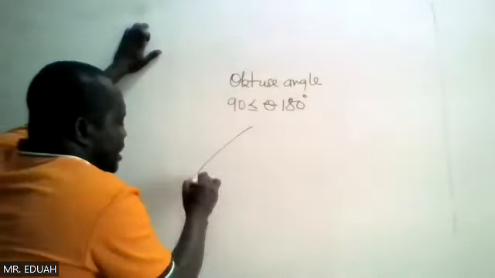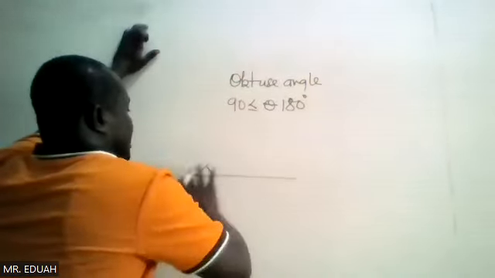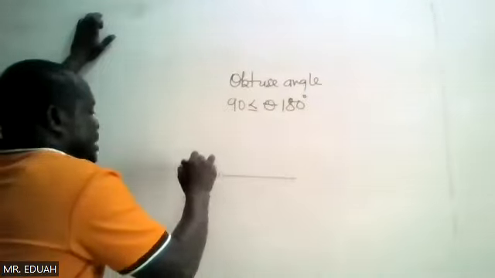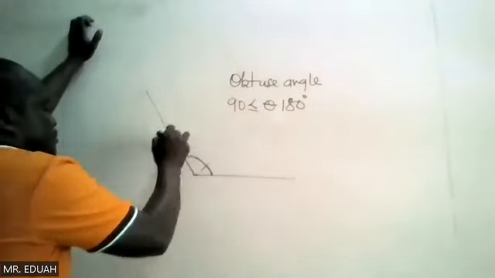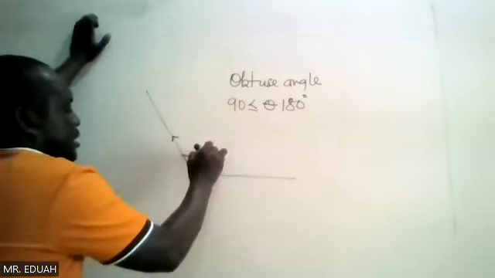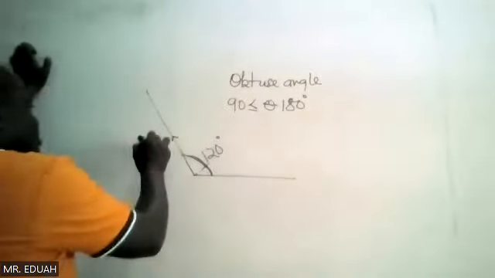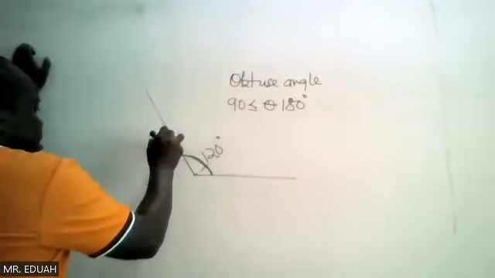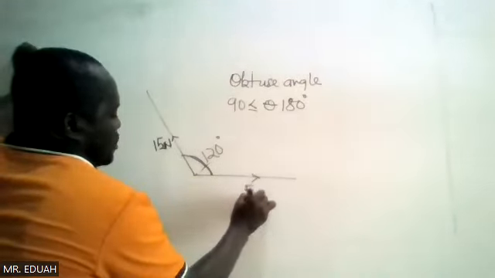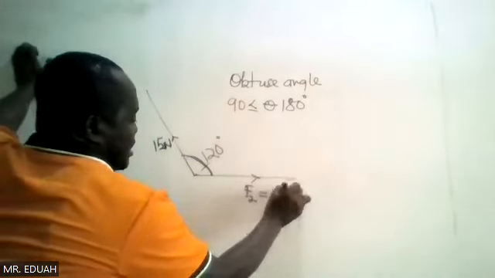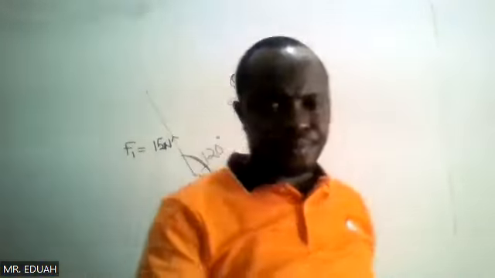Let's look at an obtuse angle of 120. Here the angle between the two forces is 120. F2 is 10 Newton, and F1 is 15 Newton.